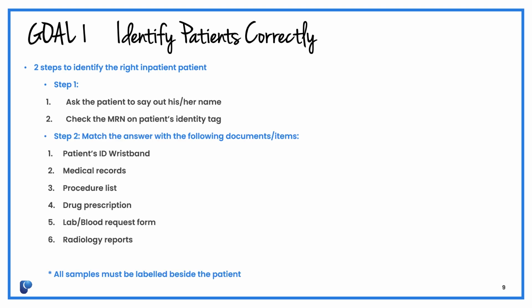So here are the steps written down on how to identify the right patient. Step 1. Ask the patient to read out his or her name. Cross-check this with his name tag. Subsequently, check the MRN of the patient on the identity tag together with your relevant documents. From there, you can match the patient's ID with the medical records, or the procedure list, or the drug prescription, and so on, such as the lab or blood request form and radiology reports. All blood samples must be labeled beside the patient.